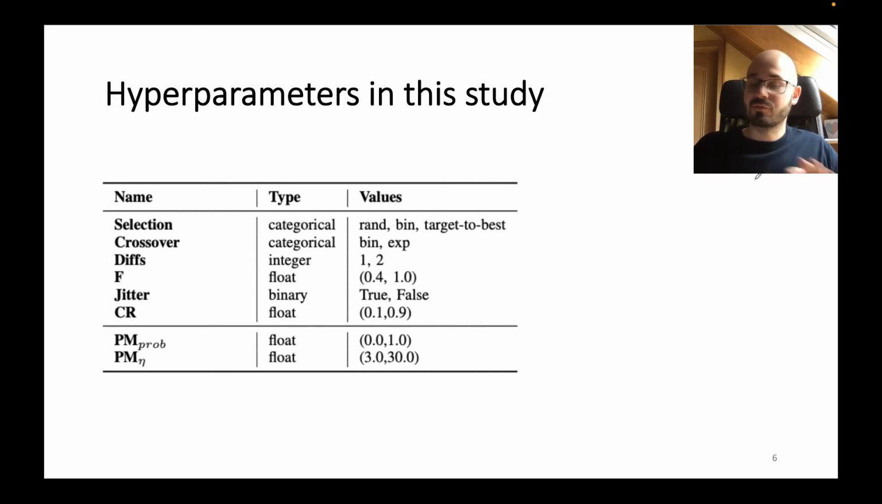The hyperparameters we have chosen in our study, this should have already been introduced on the slides before, are first of all for polynomial mutation, the probability of actually doing the mutation, and the eta variable which defines the spread. And then the classical DE variables: selection, how we are selecting these three individuals, what crossover are we executing, how many differences are we taking, what is the scale value, are we adding some jitter, and what is the crossover rate. As you can see, there are all different types of variables. We have categorical ones, integer, float, and binary. So we're in fact solving a mixed variable problem.